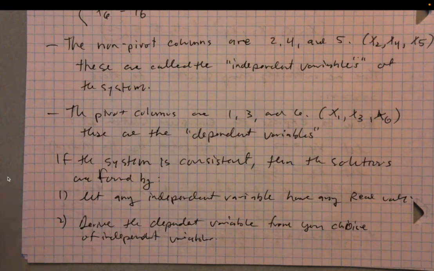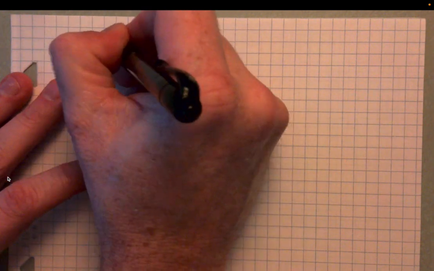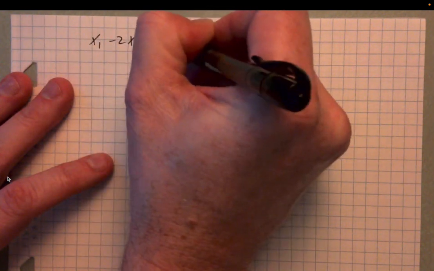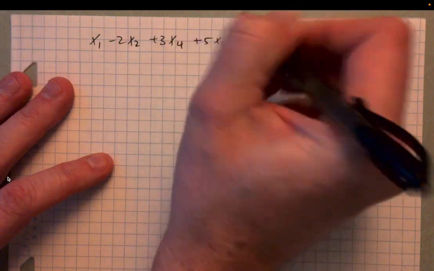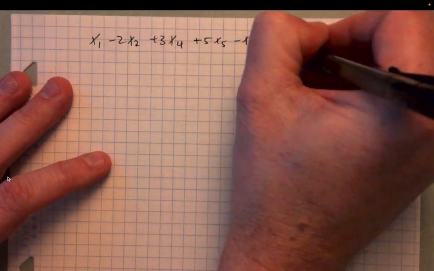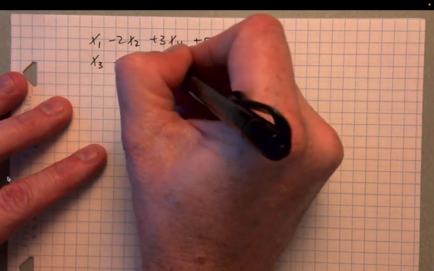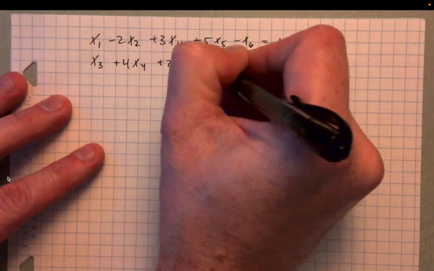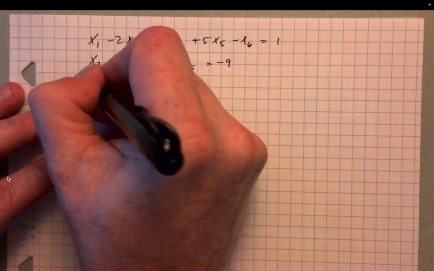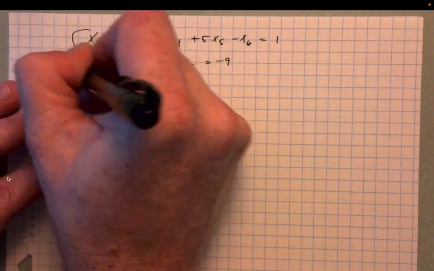Okay, so let's go through this particular system up here and figure out how we would write the solution set for this. Let me rewrite the system. So I've got x1 minus 2x2 plus 3x4 plus 5x5 minus x6 equals 1, x3 plus 4x4 plus 23x5 equals -9, and then x6 equals 16.